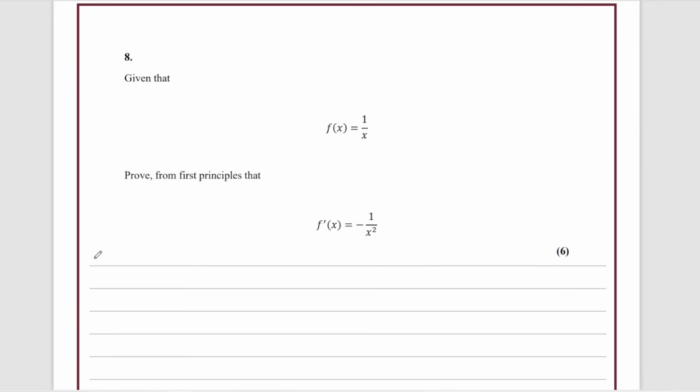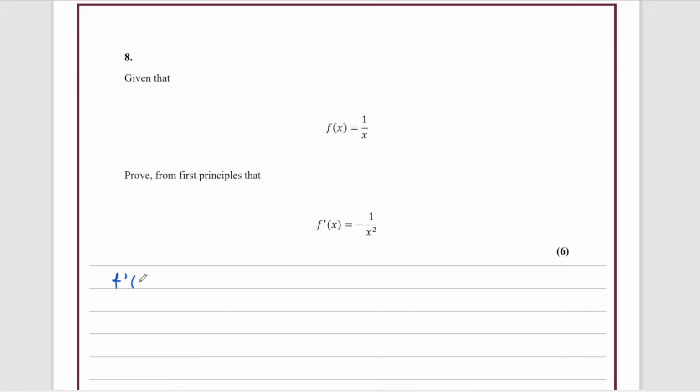Moving on to question 8, then, where we're given f of x equals 1 over x, and we want to prove from first principles that the derivative, f prime of x, is equal to minus 1 over x squared. So we have a question here on differentiation from first principles, so a good place to start is by just stating the result for differentiation from first principles. This result is given in the formula booklet, but you don't have to worry about memorizing this here.